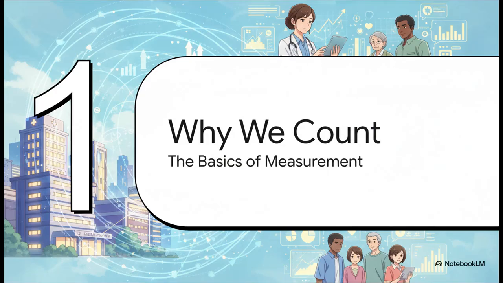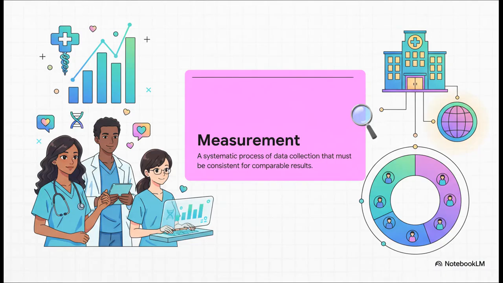Okay, but before we can analyze any of this stuff, we have to agree on the rules of the road. And that brings us to our first big topic. Why do we even count all these things in healthcare? Well, it all starts with creating a consistent language for measurement. The key word here is consistent. For any of this to be useful, it has to be systematic.